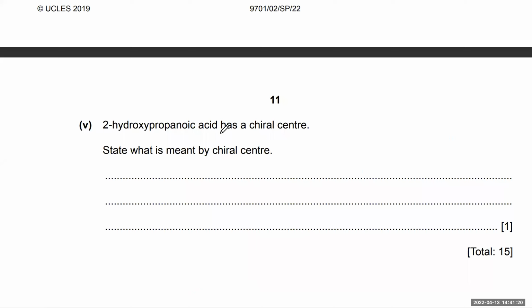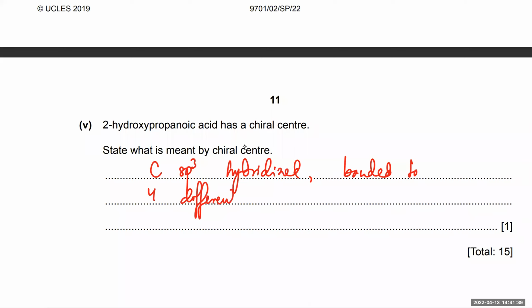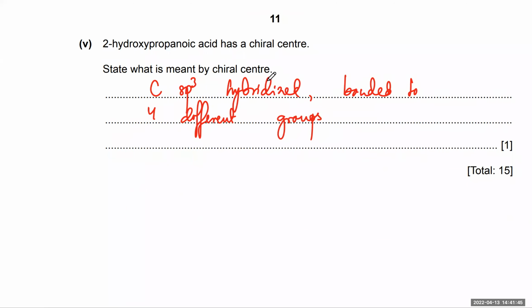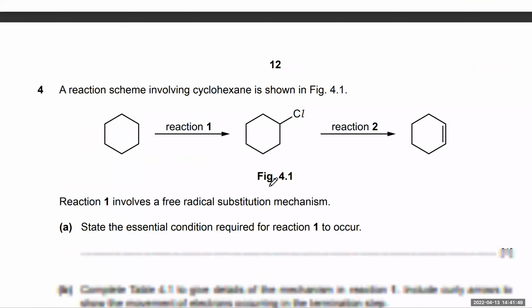What is meant by the term chiral center? It's a carbon atom which is sp3 hybridized, and it's bonded to 4 different groups. Okay, that's what a chiral center is. It will form 2 optical isomers when there is a chiral center.